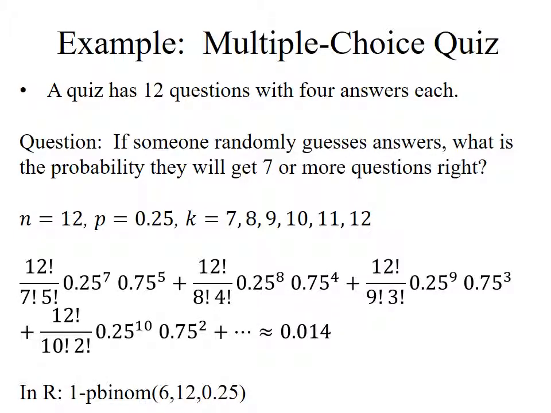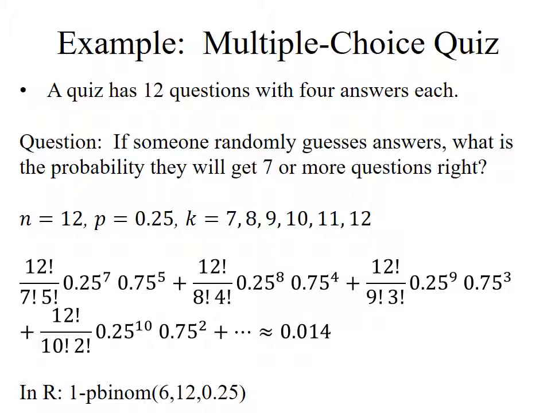Let's do another example. Okay, suppose, same scenario, the multiple choice quiz, 12 questions, but suppose I want to know the probability of getting 7 or more questions right. Oh my goodness, 7 or more questions right. Well now, again, n is 12, p is 0.25, k is now 7 or 8 or 9 or 10 or 11 or 12. So okay, I go through the formula. I can put in 7 and then 8 and then 9 and then 10, and then I would have to put in 11 and 12. Add those all up. If I do that, I'm going to get 0.014.